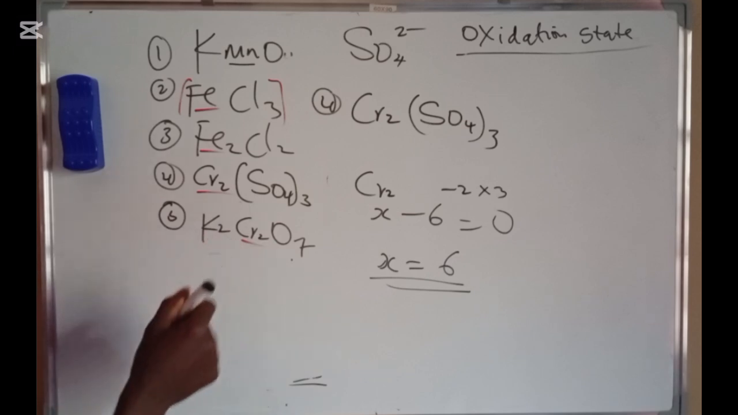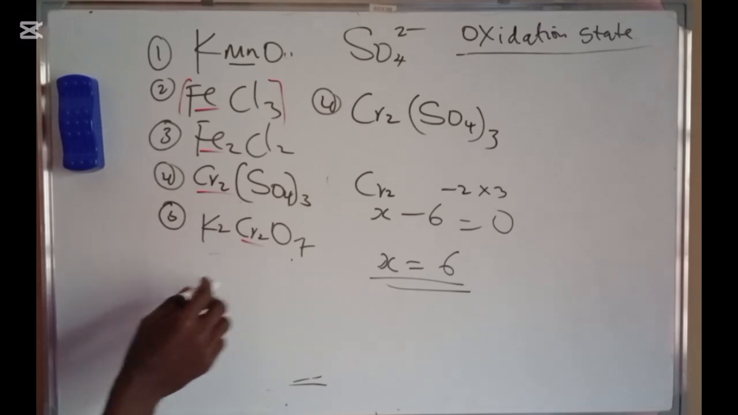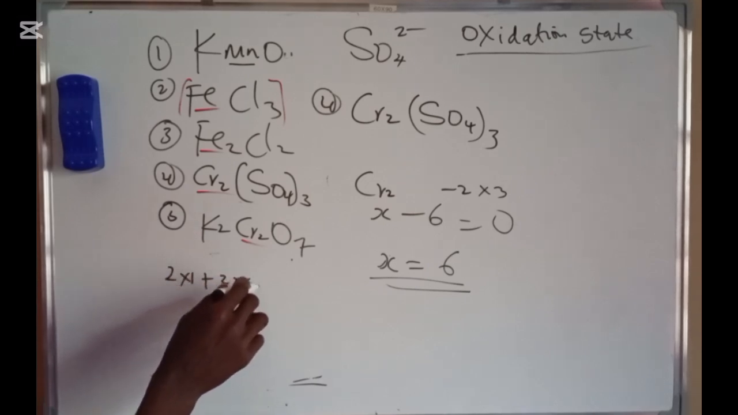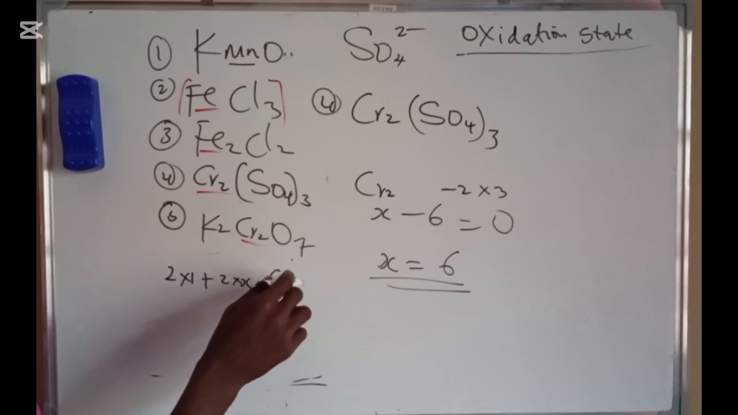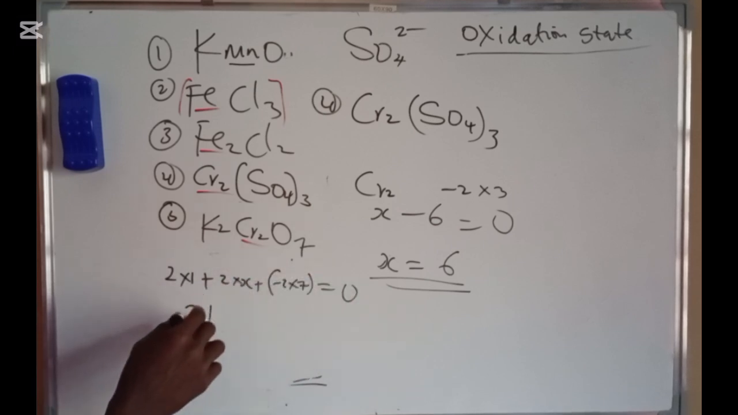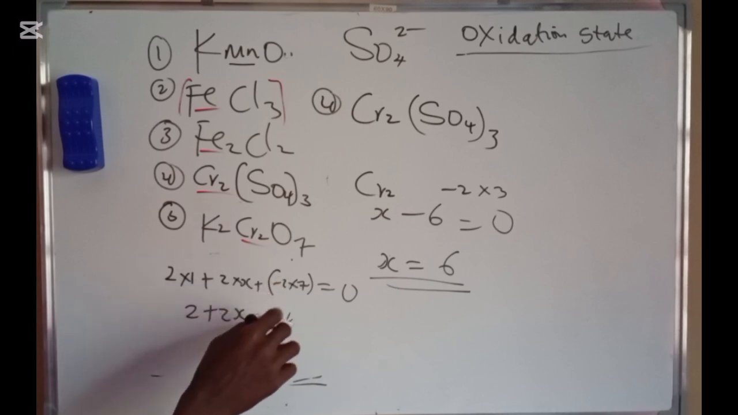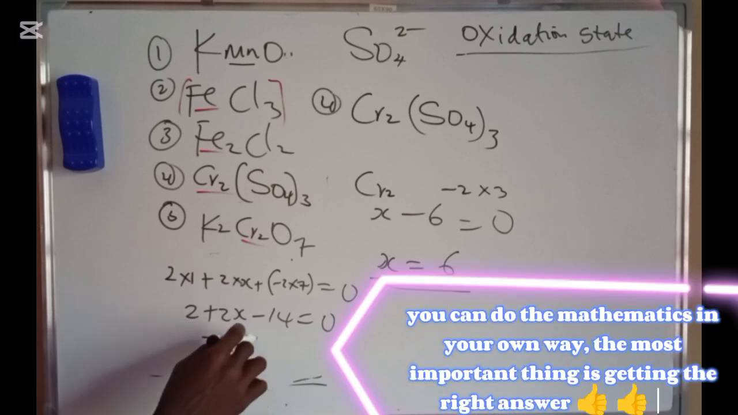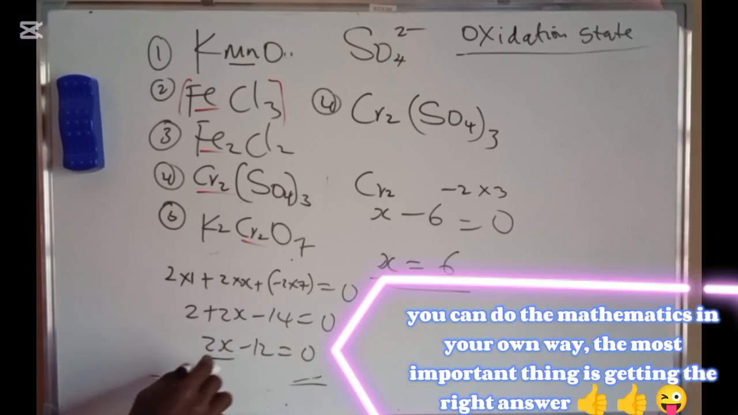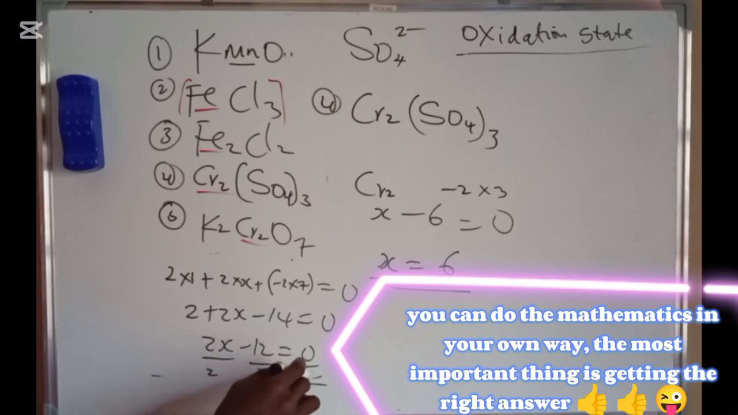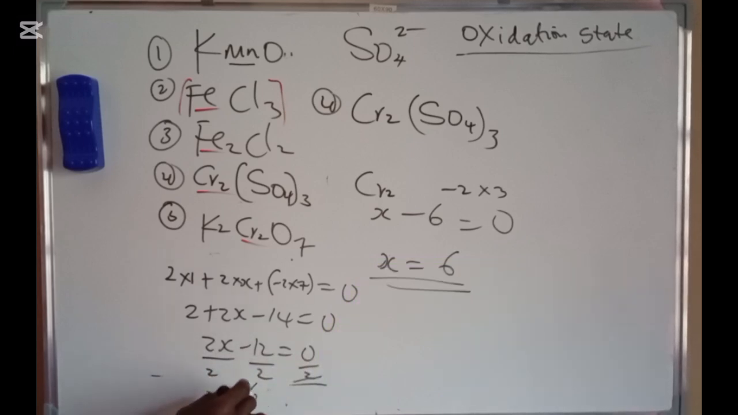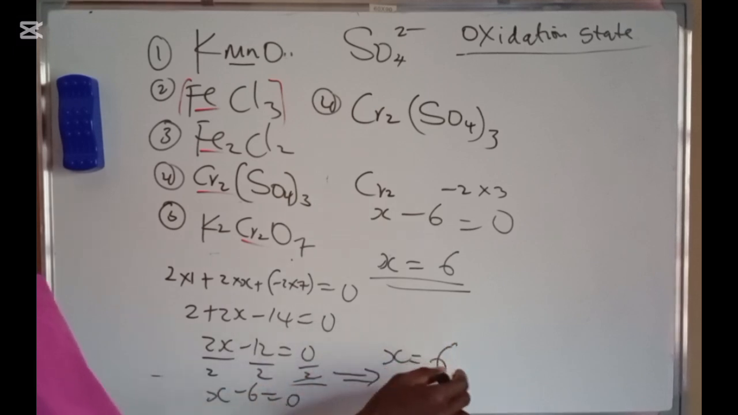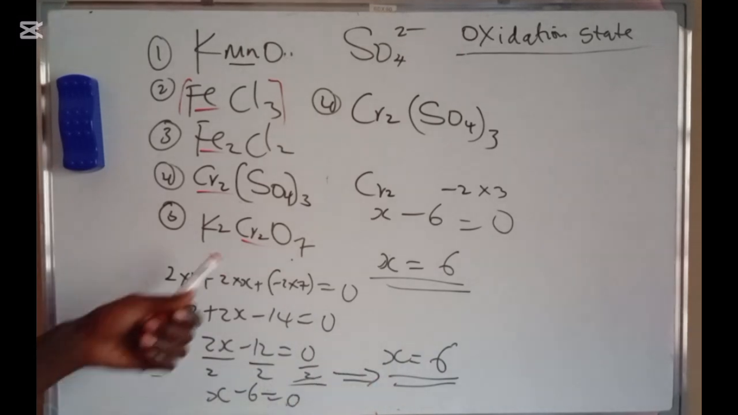Then for chromium in potassium heptaoxodichromate, potassium is 2 multiplied by 1, then plus 2 multiplied by x, then plus -2 multiplied by 7 equals 0. That is 2 plus 2x minus 14 equals 0, and this will give us 2x minus 12 equals 0, divided by 2. Then here I have x minus 6 equals 0, which implies that x here is definitely 6. So the oxidation state of chromium here and here are the same.